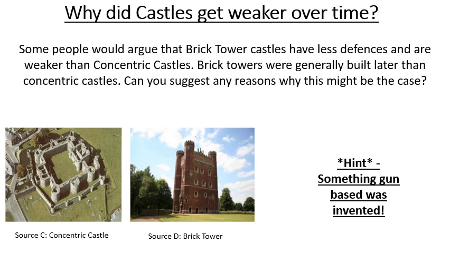So brick towers were generally built later than concentric castles, okay? And I want you to have a think about why they were built that way. So why did they not have an outer wall? And why are they just one building in quite a small area? I've given you a bit of a hint. So something gun-based, something to do with guns was invented. So have a little bit of a think and think how might that have affected castle building.